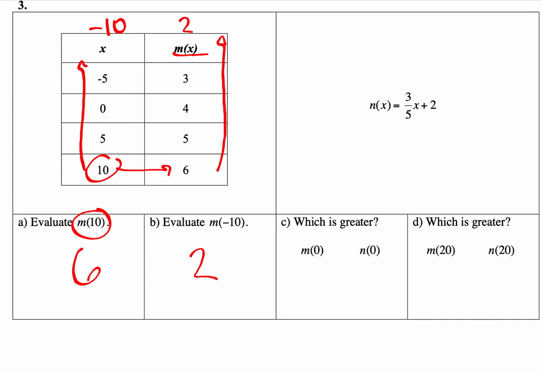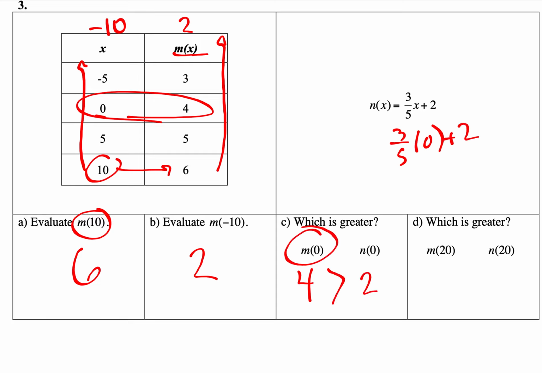M of 0 is 4. N of 0 is 3/5 times 0 plus 2, which is 2. Which one's greater? M of 0 is greater. All right, which one's greater, M of 20 or N of 20?